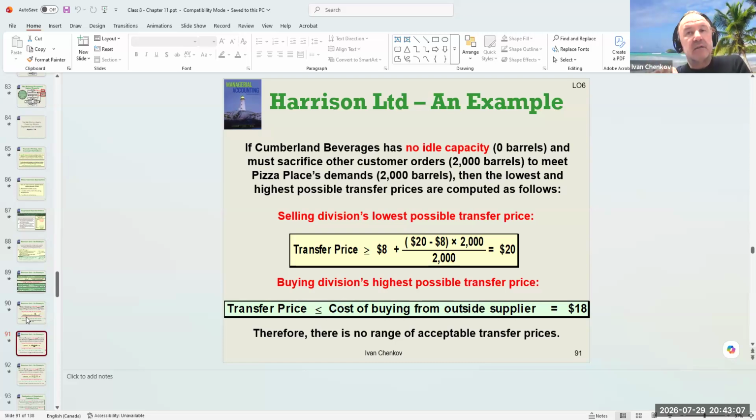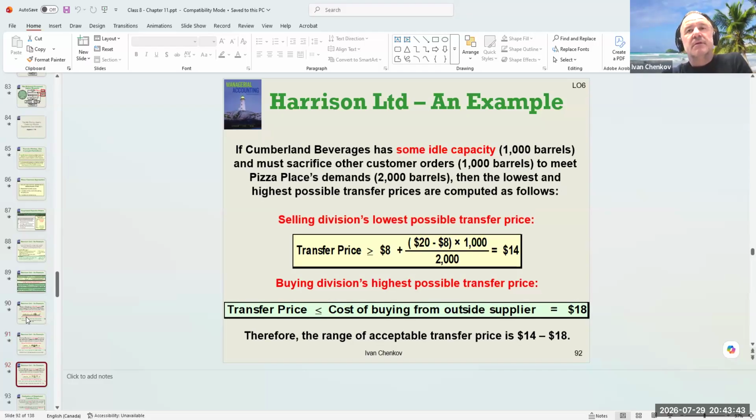Now, the other division is currently purchasing from outside for only $18. And they're going to say, that doesn't make sense. I'm purchasing from outside for $18, so why should I pay $20? So the minimum price, as you can see, will be $20, but the maximum price that the purchasing division, the pizza place, is willing to pay will be $18. In that case, there's no room for negotiation. In this case, the transfer is never going to happen.